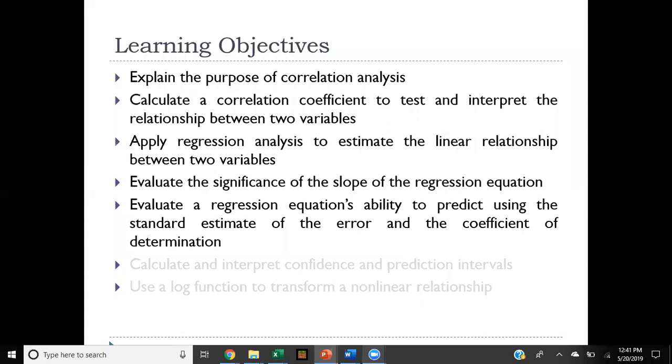we'll review everything apart from the very last two parts to the chapter, which look at calculating and interpreting confidence and prediction intervals and log functions for transformations. But I'm going to focus in this video on explaining what a correlation is and why we go into correlation analysis. And then we'll do an example of a correlation analysis, and then look at what the correlation coefficient is and how we interpret that. And then after that, we'll go into a discussion of linear regression and how that differs from a correlation analysis. Okay, so let's get started with the correlation analysis.